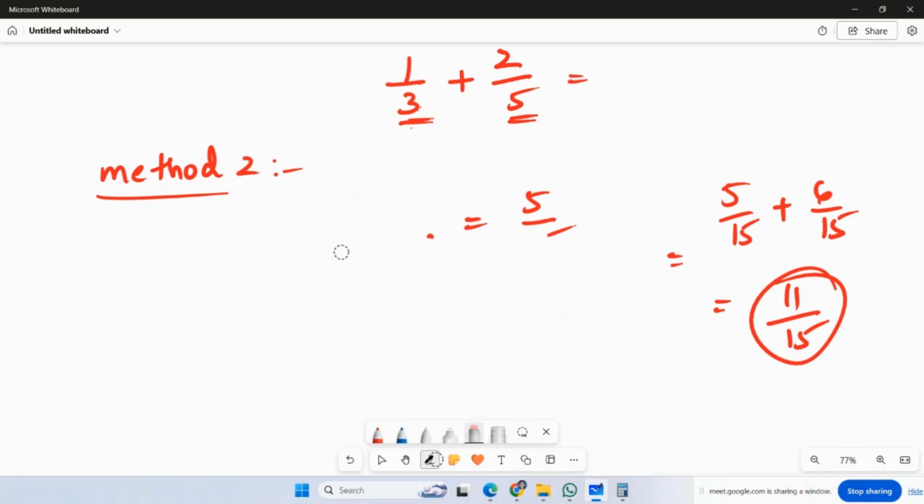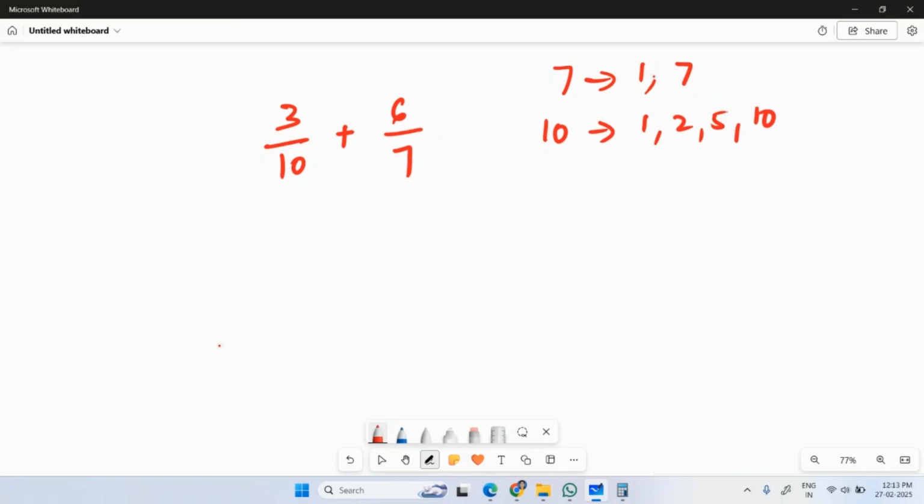5 upon 15 plus 6 upon 15, which is nothing but 11 upon 15. Let's see another question. 3 upon 10 plus 6 upon 7. Here the denominators are different. 10 is a composite number, 7 is a prime number. If we observe, 7 is a prime number, factors are only 1 and 7. And 10 is a composite number, but the factors are 1, 2, 5 and 10. They do not have any common factors except 1.